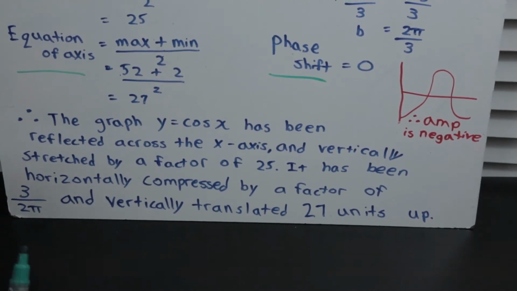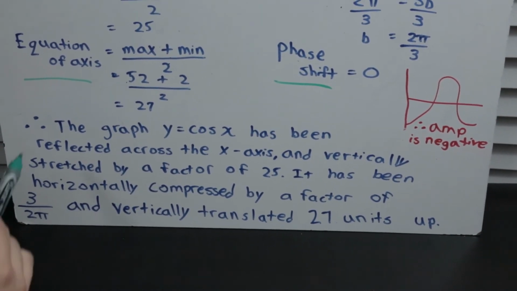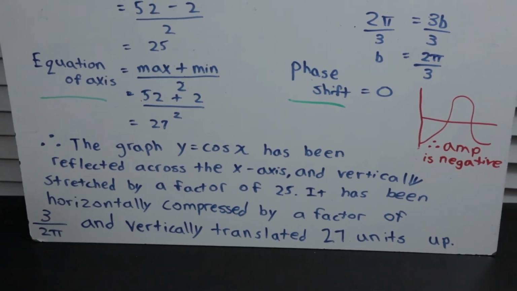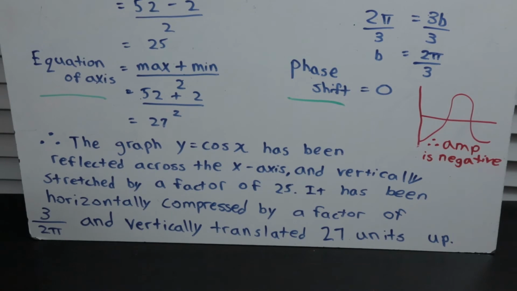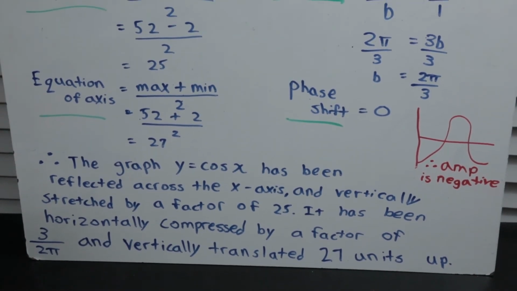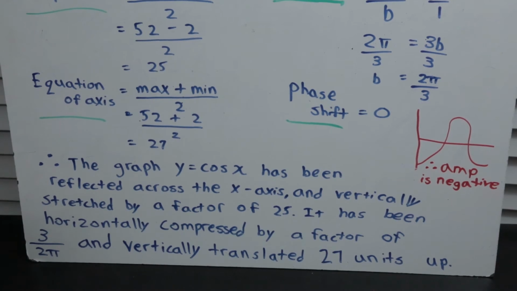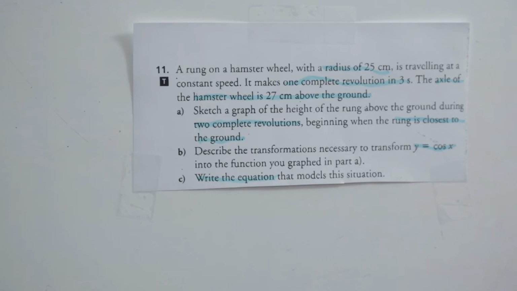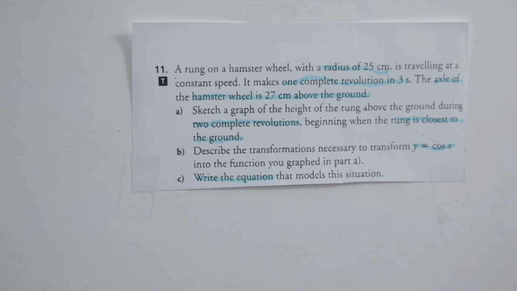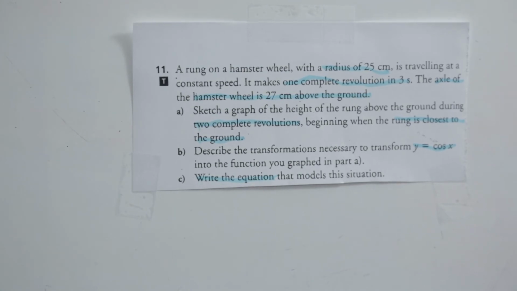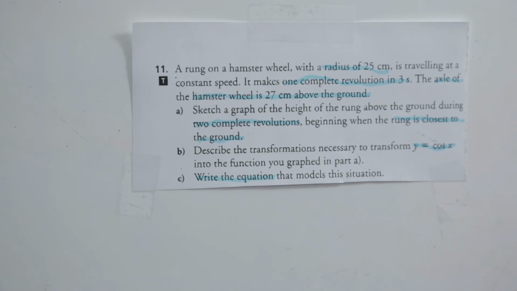So once you do calculations, you can describe your transformations. Therefore, the graph y equals cos x has been reflected across the x-axis and vertically stretched by a factor of 25. It has been horizontally compressed by a factor of 3 over 2 pi and vertically translated 27 units up. So 11c asks us to write the equation that models this situation. It's actually the easiest part of the entire question. All we're really doing is taking the calculations we had done in 11b and applying it into the general equation of a cos x function. And once you do that, you're actually done the question.